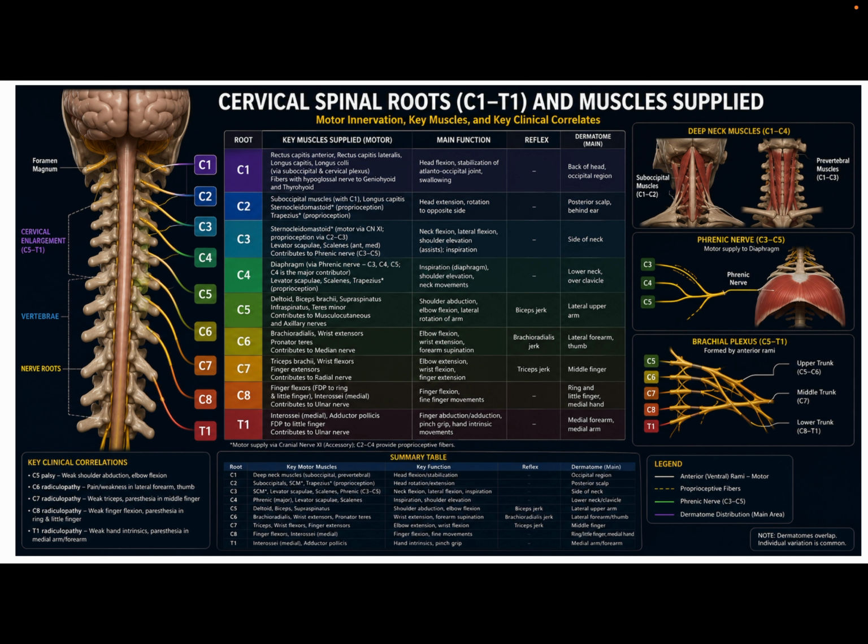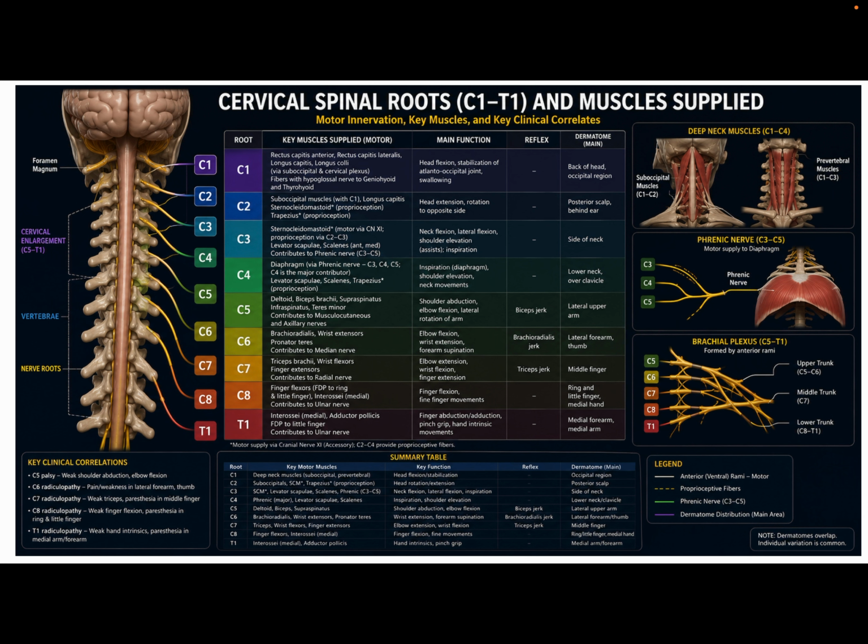Its principal actions are elbow extension, wrist flexion and finger extension. The corresponding reflex is the triceps jerk. The C7 dermatome is centered on the middle finger. C7 means middle finger. C8.